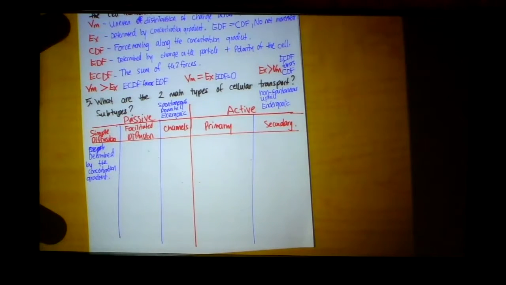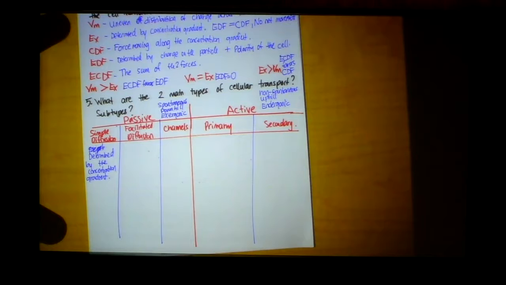Okay, so simple diffusion is purely according to the concentration gradient. Particles move from high concentration to low concentration as long as they're permeable to go through the cell membrane. What are some factors that determine the permeability of a solute or a substrate?